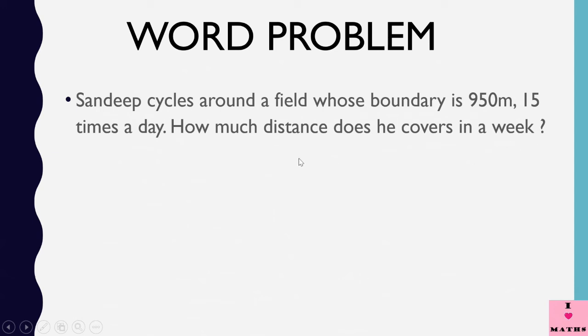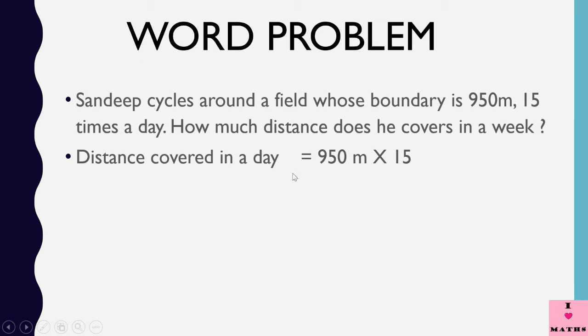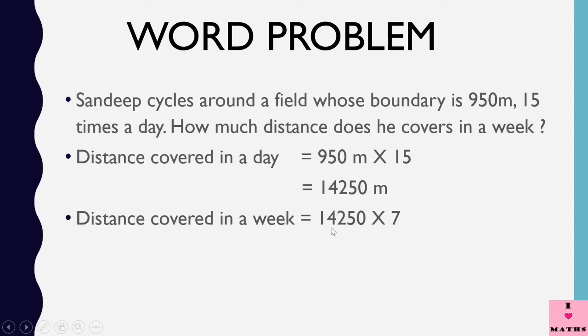Yes. Come, let's see. Distance covered in a day is 950 multiplied by 15, which is equal to 14,250 meters. Okay, children, this is the distance covered in one day. Okay, so distance covered in a week is 14,250 multiplied by 7. Okay, children, here you should do horizontal multiplication, and that's not difficult.